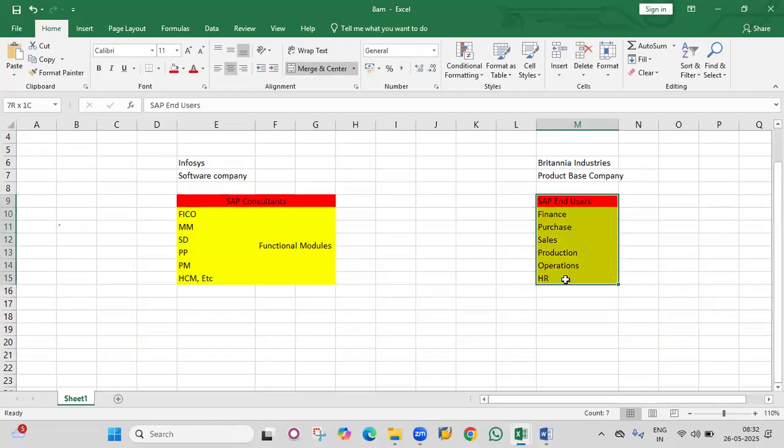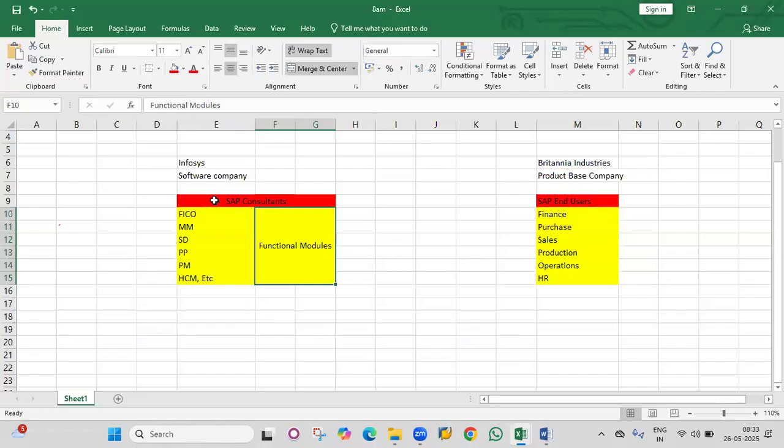End user will take care of business, consultant will take care of smooth running of the SAP system for the business. And all the financial activities, financial problems will be taken care by the FICO consultant. Purchase related issues will be taken care by the MM consultant. Sales related issues will be taken care by the SD consultant. Like that. And we are all functional consultants.